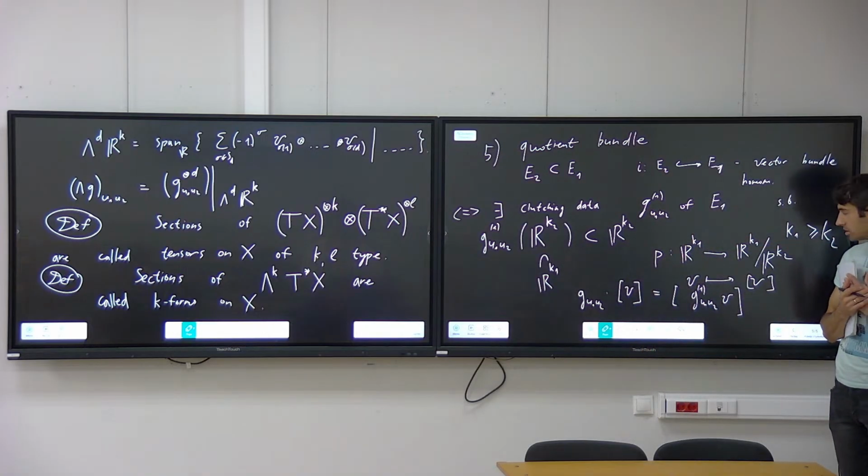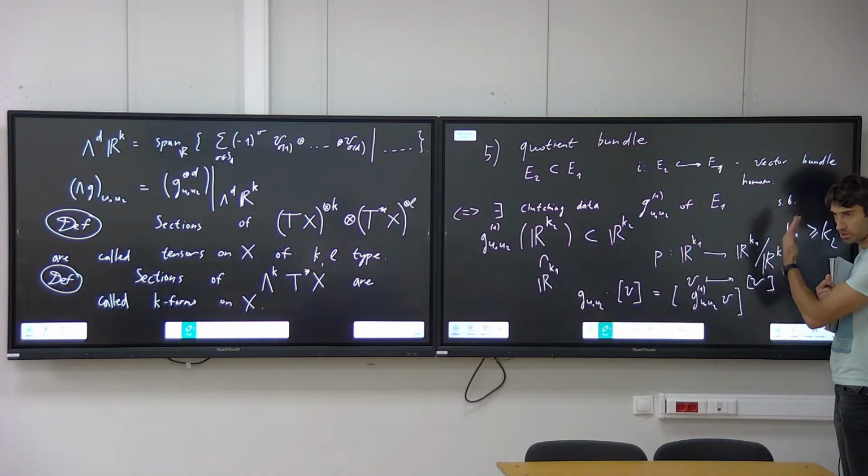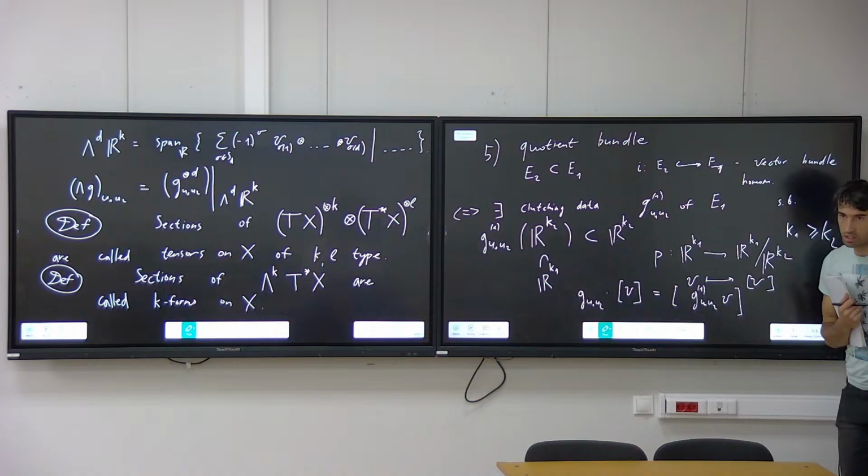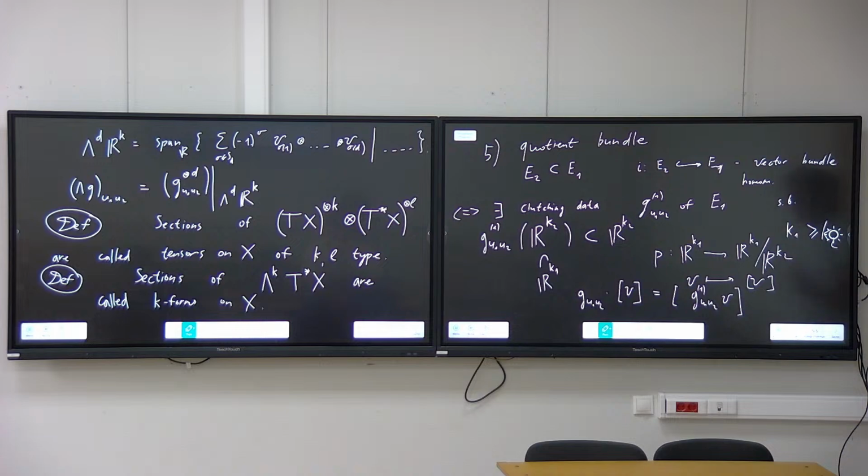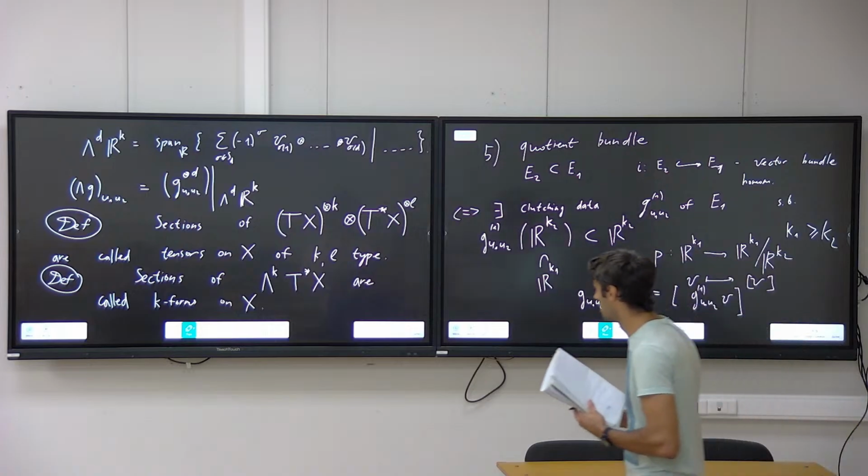And since it maps R^k to R^k, this is well defined. Does this inclusion of bundles imply that we have the same base space X? Yes, it does. So the inclusion is only on the level of vector spaces? Yes, yes, that's a good question.